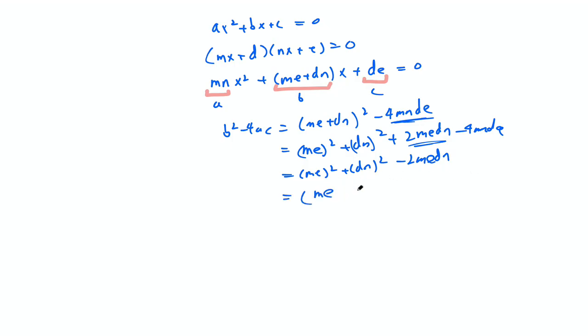This is the same thing as me minus dn squared, right? So this term under the square root, right? Because when we use the formula of minus b plus or minus square root of b squared minus 4ac, right? This guarantees that whatever this is, it will be a perfect square. Okay, that's what this shows us. So that the square root of this will always give us an integer.